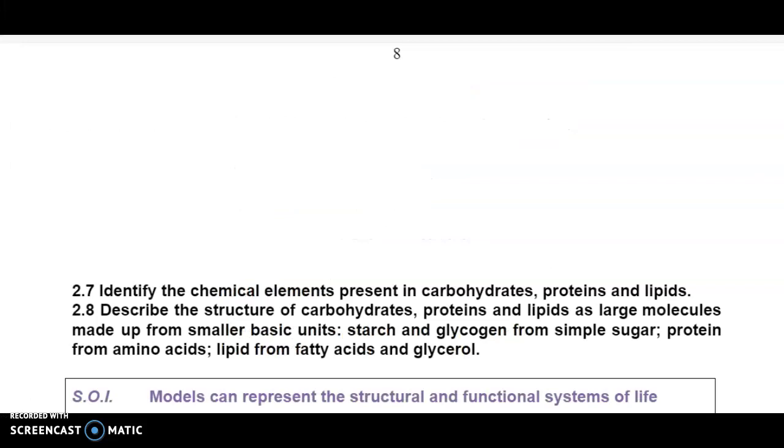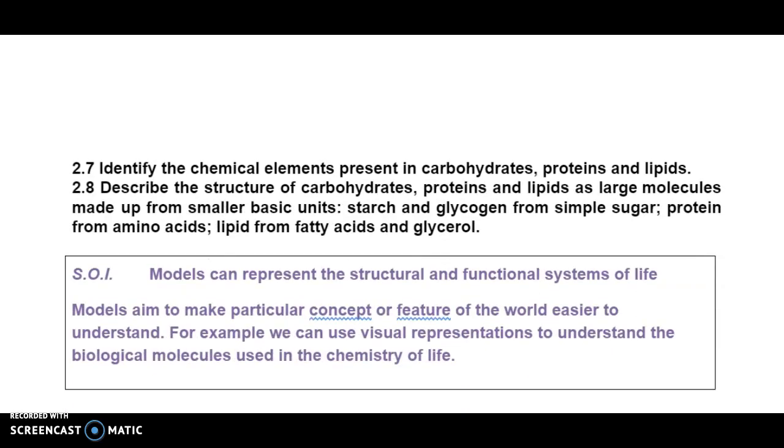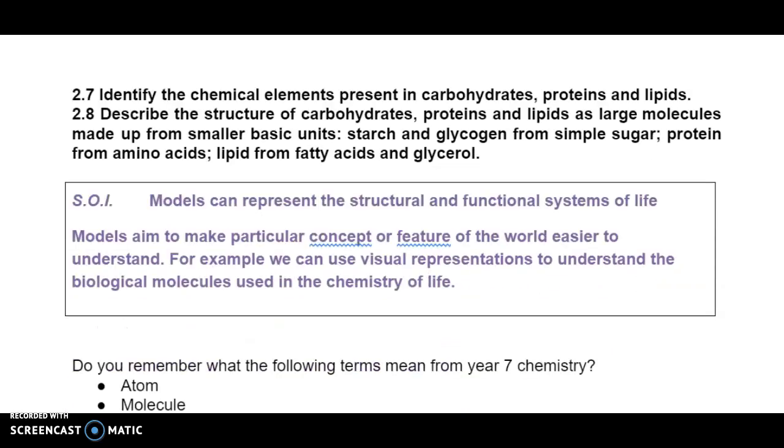Okay, so what we're going to do now is I want you to go to Google Classroom. You've got the session 2 booklet 1, which says biological molecules. And we're looking at these learning objectives here, which is identifying the chemical elements present in carbohydrates, proteins, lipids. Hopefully, you might be able to know now. If you don't, then go back and watch this video again. But then we've got to describe the structure of carbohydrates, proteins, and lipids as large molecules made up from smaller basic units. What's starch and glycogen made from? What's protein made from? What are lipids made from?